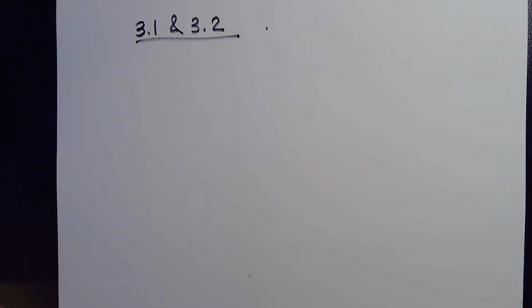Okay, so now we're going to go to section 3.1 and 3.2 in the workbook, and this is graphing linear equations in two variables. So sections 3.1 and 3.2 come together. I'm going to get another marker because this one is fading. Give me a second.